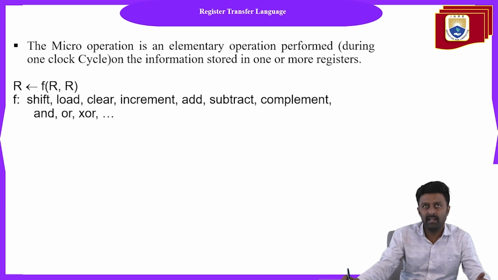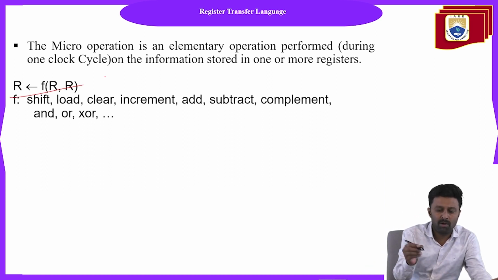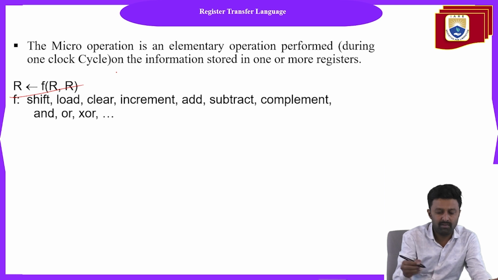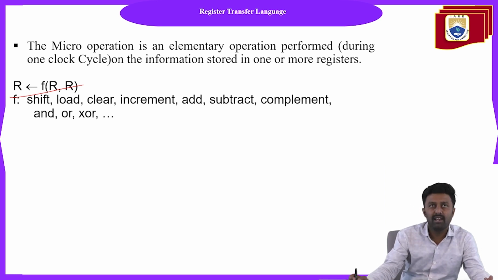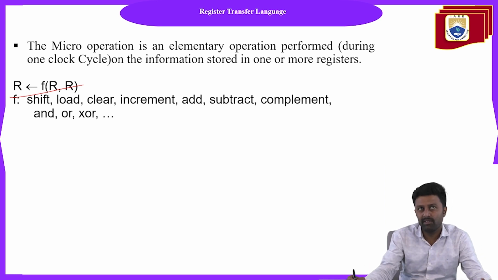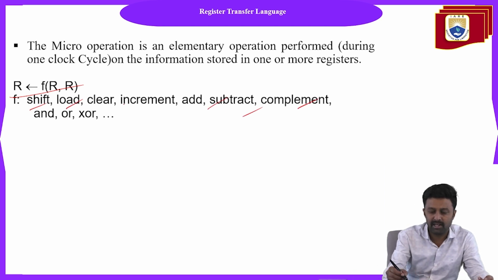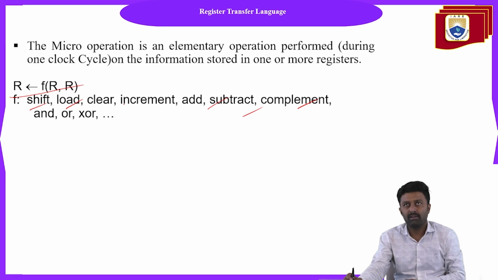In the register transfer language we use micro operations like this, which will do the operations. Here f is a function which will consist of the registers. It can do different operations like shift, load, clear, increment, add, subtract, complement, and so on.